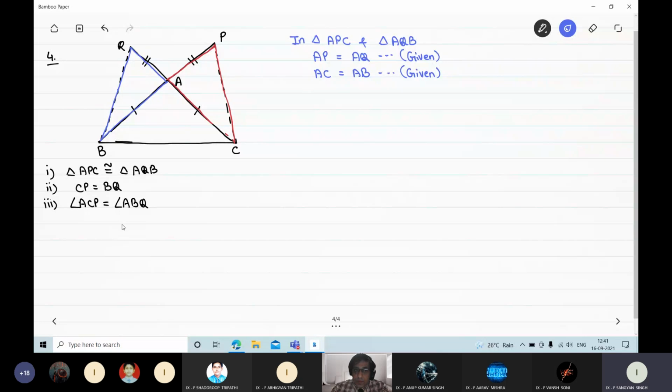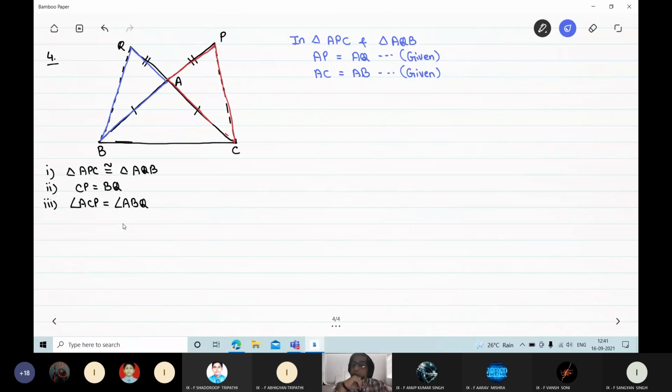SAS. Sir, by SAS. Sir, which two angles will be equal? I was asking because most of you said SAS. So which angle is equal to which angle here? Sir, angle PAC is equal to angle QAB. Why? Reason? Sir, CPCTC.